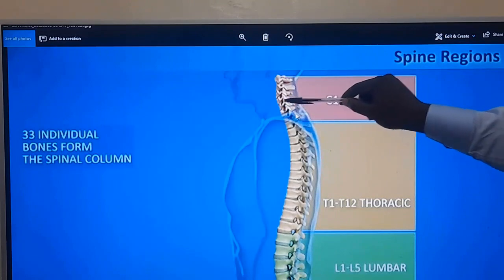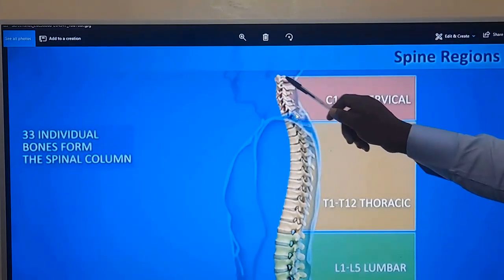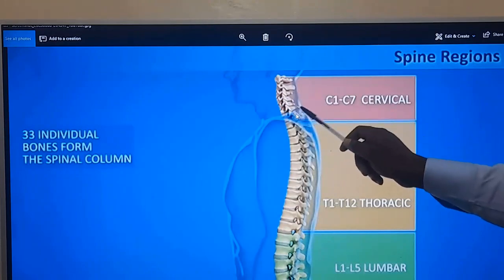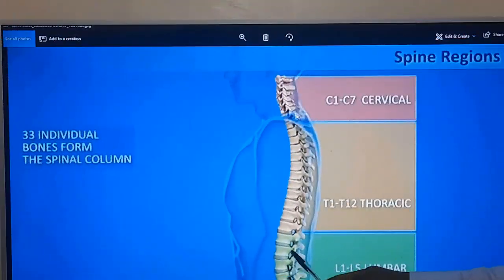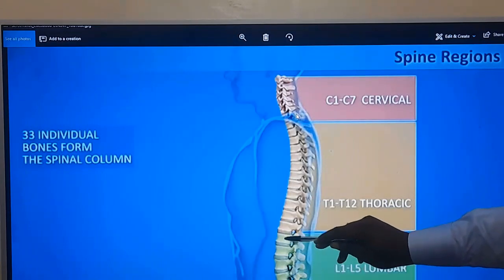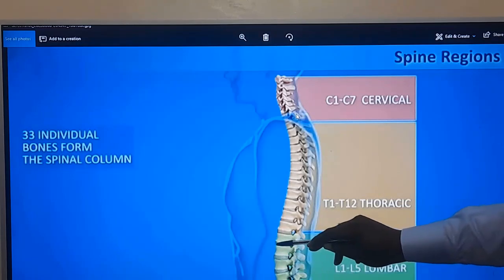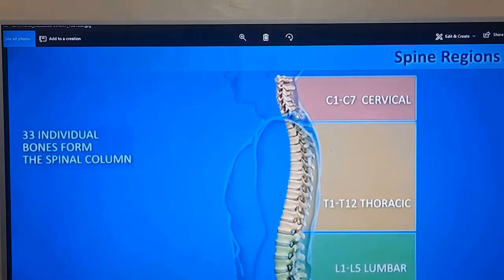These are the disc plates, intervertebral discs that you find there. C1, C2, C3, C4, C5, C6, C7. And our interest is this area, lumbar, which we have L1 to L5: L1, L2, L3, L4, L5. Now if you look at this, this is a disc, this is a disc, this is a disc, this is a disc.